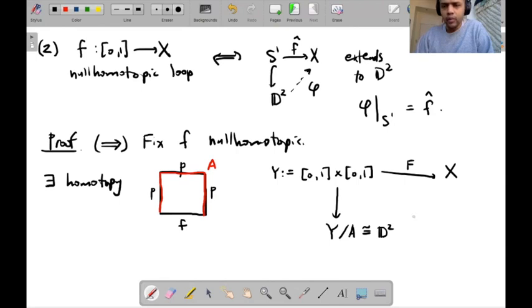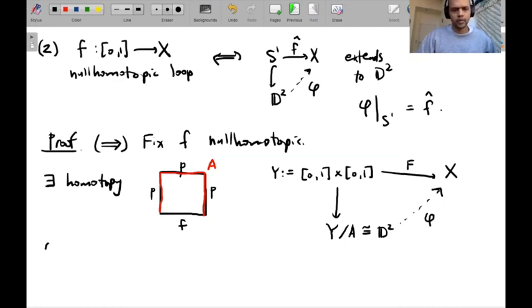And since capital F is constant on A, we can define a map on this quotient space, which I'm going to call phi. So the way phi is defined, phi of an equivalence class little x is F of x, and phi of the equivalence class A is just F of A, which is just identically P.